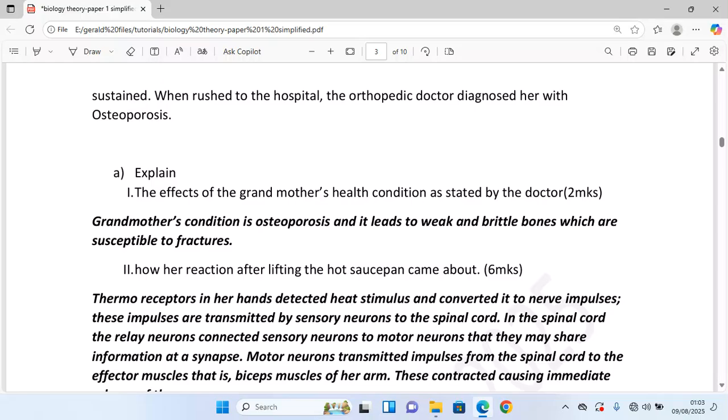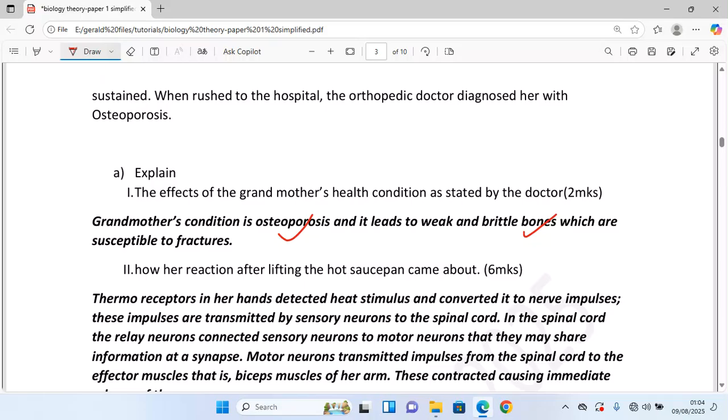So the effect of the grandmother's health condition as stated by the doctor. What is that health condition? Of course, we are seeing it is osteoporosis, and it leads to weak and brittle bones which are susceptible to fractures, which easily break. There are other concepts you can talk about. Of course, I just put one, but a stooped posture. Why does all this happen?